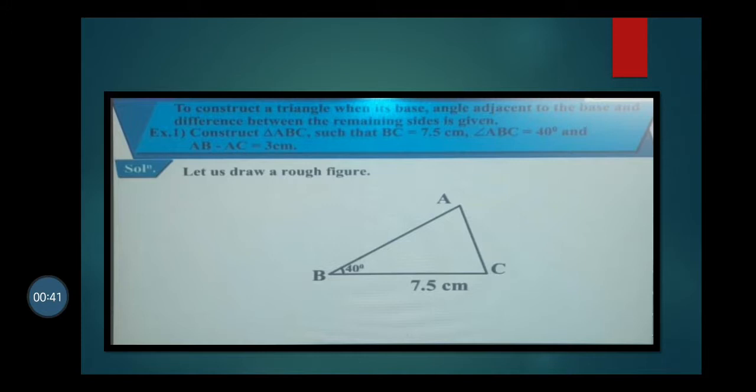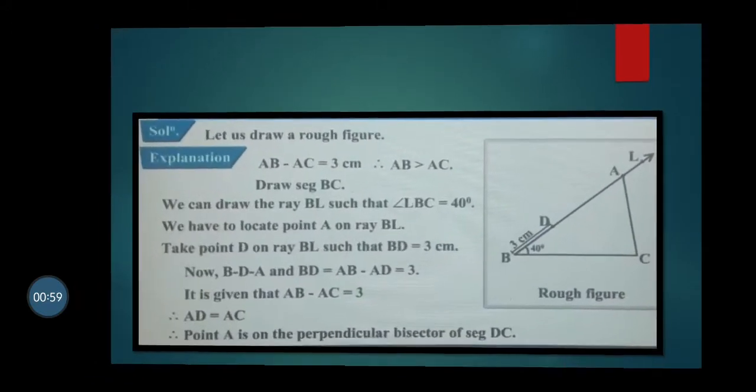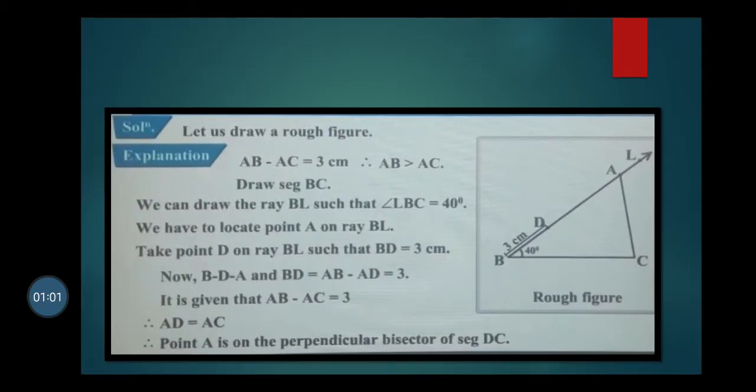Question. Construct triangle ABC such that BC is equal to 7.5 centimeter, angle ABC is equal to 40 degree and AB minus AC is equal to 3 centimeter. Let us draw a rough figure. AB minus AC is equal to 3 centimeter. AB is greater than AC.